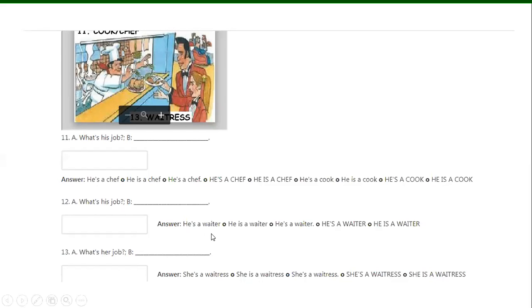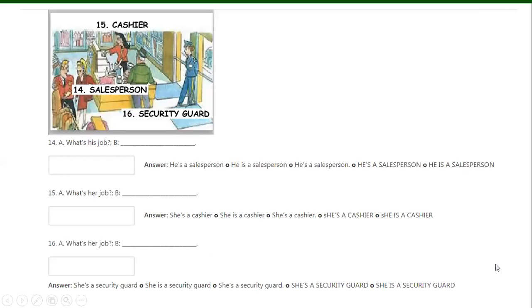What's his job? The answer, he's a waiter or he is a waiter in the full form, capitals again or small letters. 13, what's her job? She's a waitress, a waitress. She's a waitress with capitals and contraction or with no contractions, small letters, just initial capital. And so different ways. 14, what's his job? He's a salesperson. And you can combine all the ways that I already explained. What's her job? She's a cashier, right? And 16, what's her job? She's a security guard. And you can combine all the possible ways with capitals, contracted form, or full form.